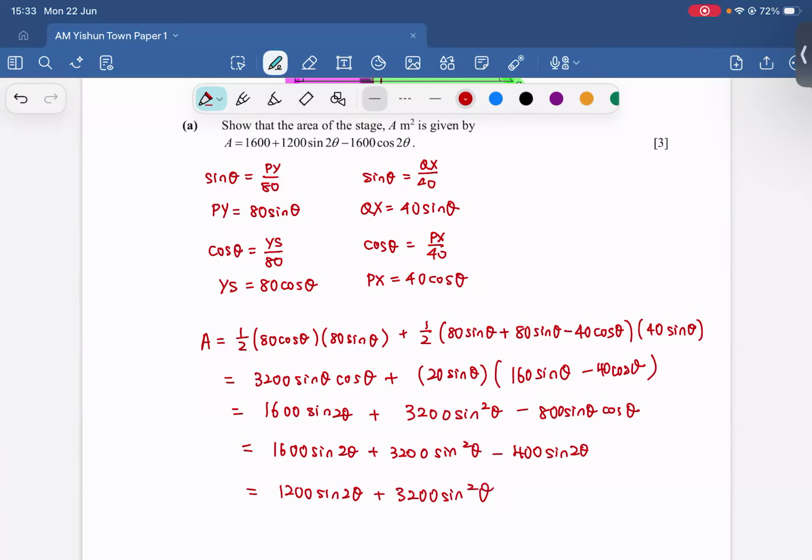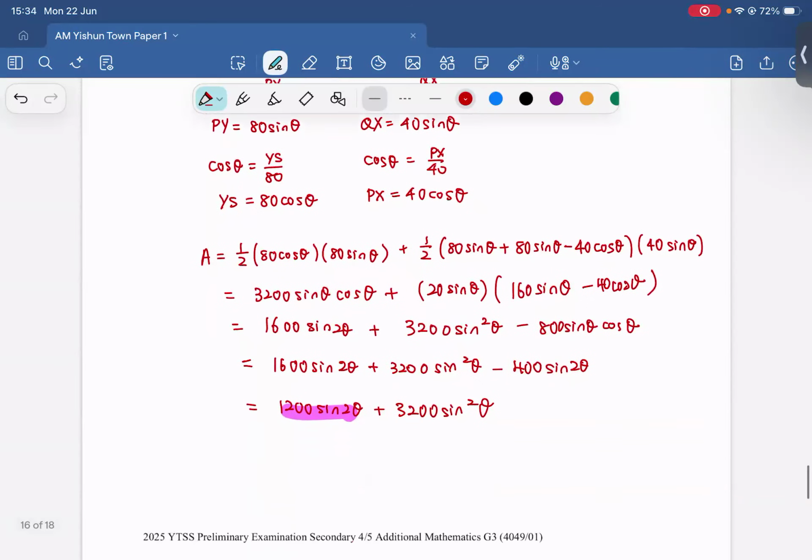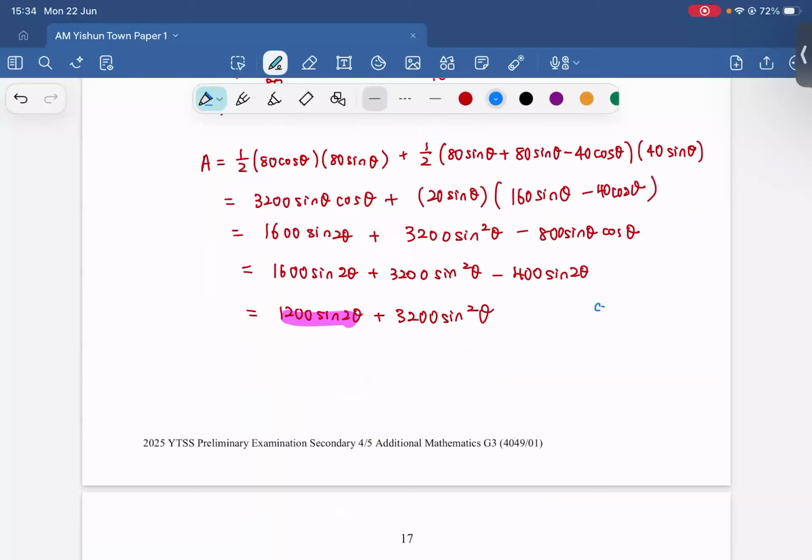Okay, so now you may face problems changing the sine square theta to what they want. So in order to change sine square theta to cos 2 theta, we need to apply the double angle formula. You can see 2 sine square theta equals 1 minus cos 2 theta. And if I want 3200 sine square theta, I times 1600: 1600 minus 1600 cos 2 theta.